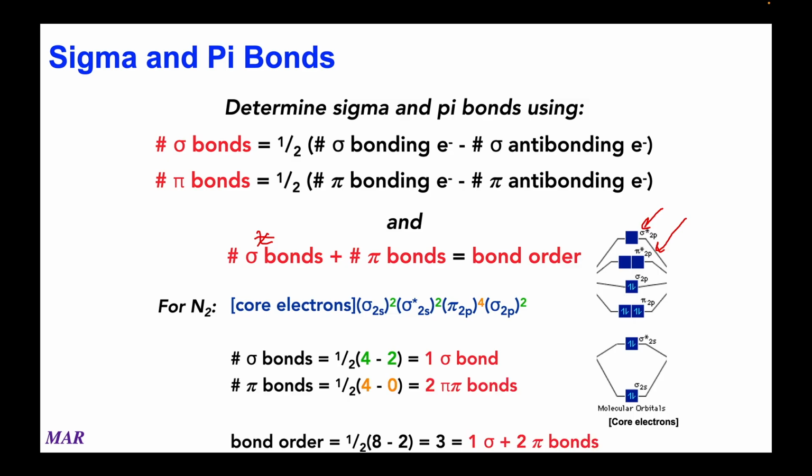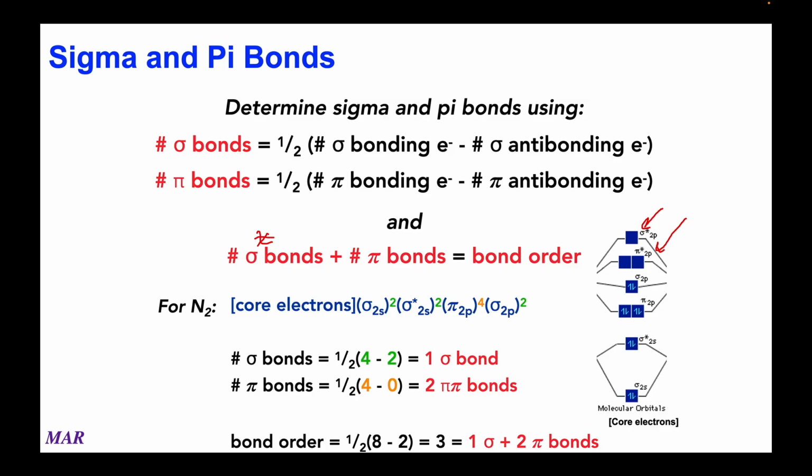Pi bonds are similar: 1/2 (bonding pi minus anti-bonding pi). There's 4 bonding pi, and the anti-bonding pi is empty, like we said: 1/2 (4 minus 0), 2 pi bonds. And if you combine the number of pi bonds with sigma bonds together, 1 sigma plus 2 pi equals bond order 3, and lo and behold, that's the bond order that you're going to have there too.